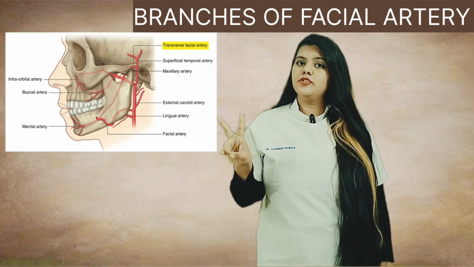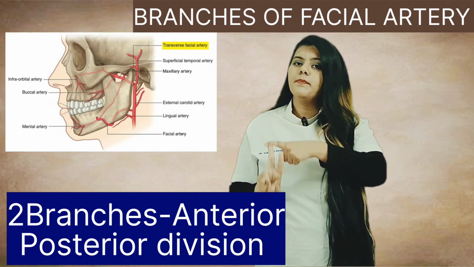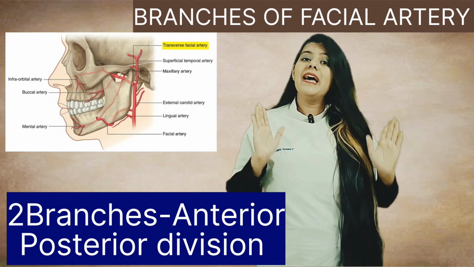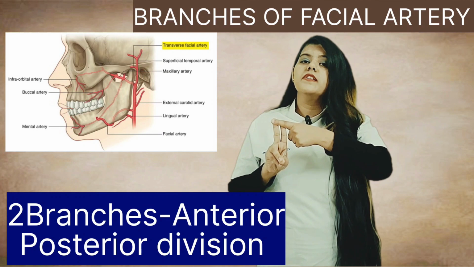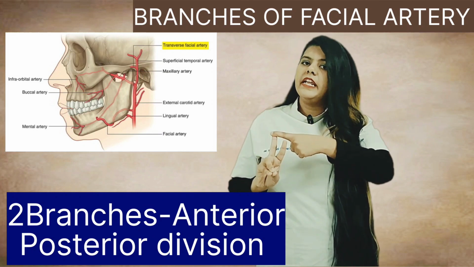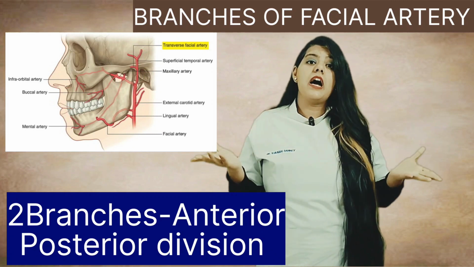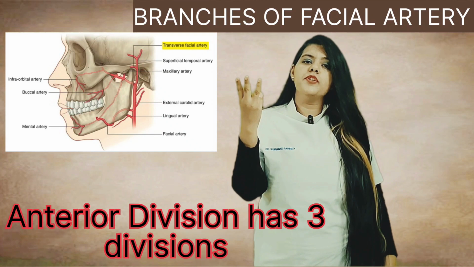It is divided into 2 branches. One is the anterior division, second one is the posterior division. The anterior division is large and named. On the other hand, the posterior division is small and unnamed. So we begin with the anterior division, which is large and named. It is further divided into 3 branches.